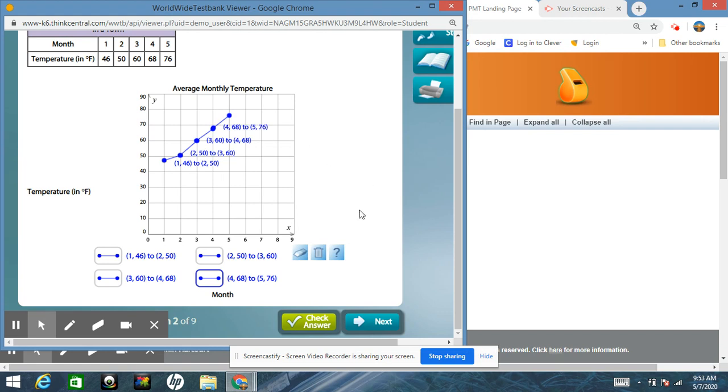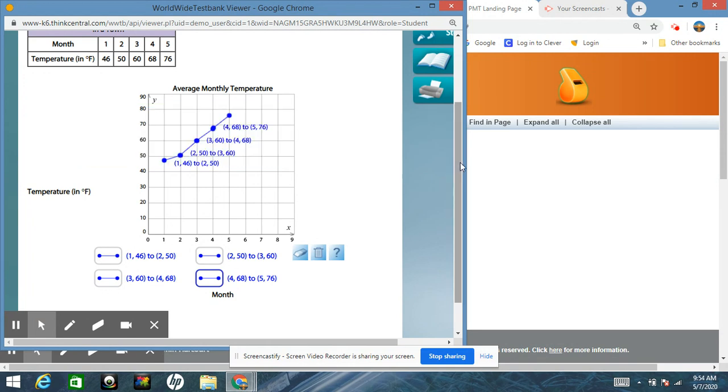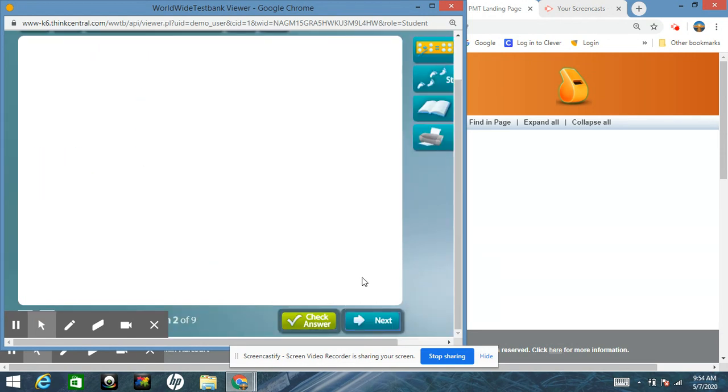Now, if your points are not close enough to the ordered pair, it will mark it wrong. Okay, so try to get your ordered pairs as close as you can to the exact numbers on the graph. Okay, I did it, so that's why, of course, it says well done. Next one.